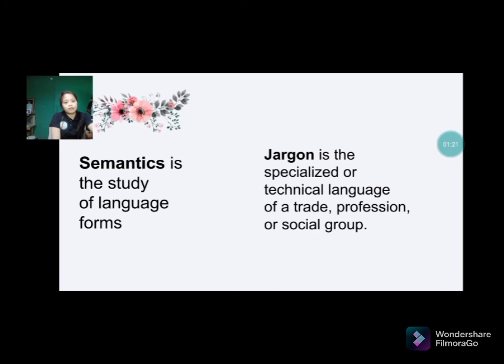Next, we will define what semantics is. It is the study of language forms and jargon. Jargon is the specialized or technical language of a trade, profession, or social group. An example of jargon in a military group is the word commonly used among them, AWOL. It means the absence of a person without leave or permission.